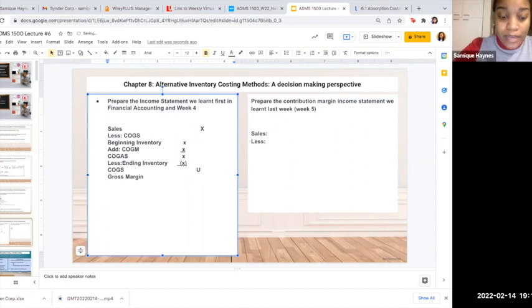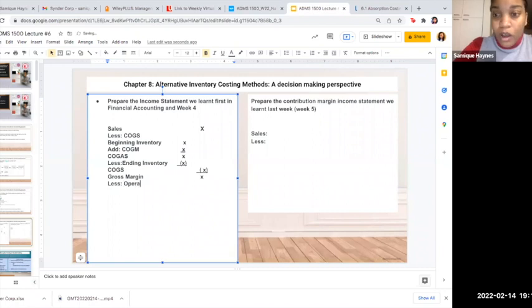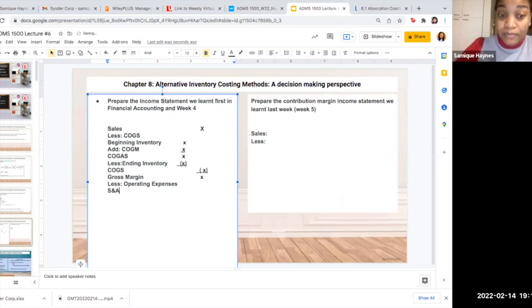So once we find our gross margin, we can now deduct any operating expenses, which will be like selling and admin, right? Or period costs. And that is going to give us our operating income. Okay, so we learned this one.